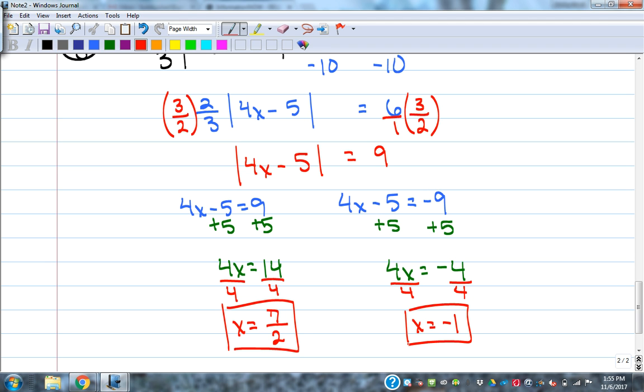Negative 1. Yeah. And then we got it. Okay. Now, the last thing we got to talk about here is the thing Caleb said at the beginning, that distance away from 0 is never going to be what? It's never going to be negative. So what if it is negative? What if an absolute value is equal to a negative?